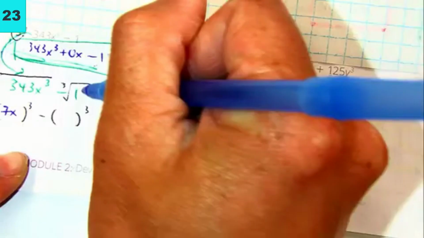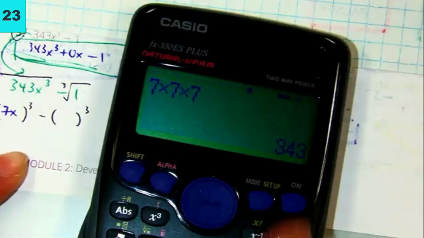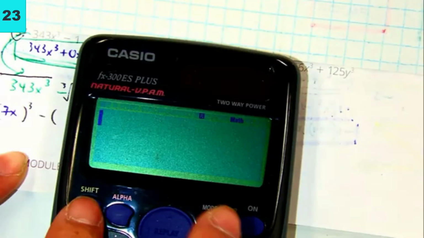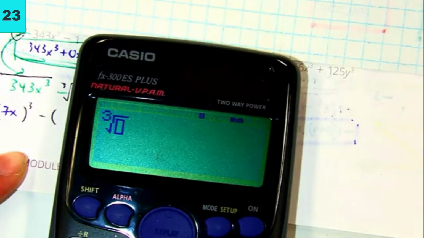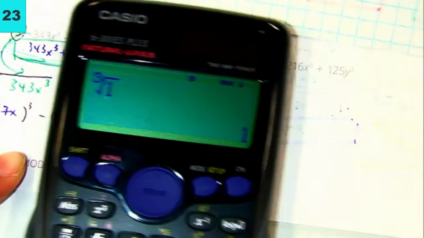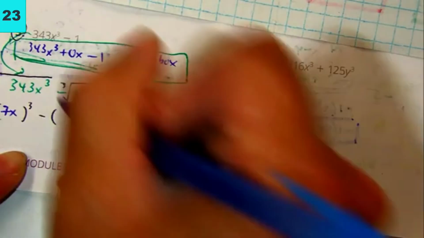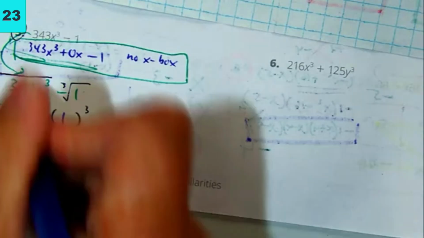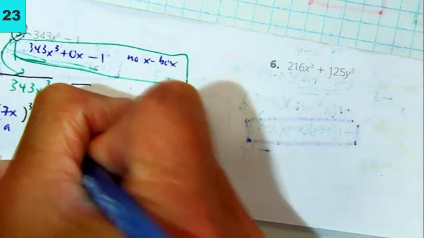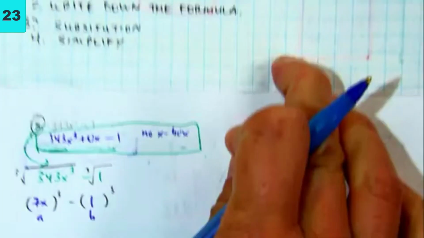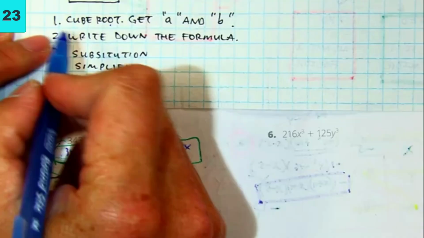Now the cube root of 1 is just 1. 3 identical numbers that multiply to be 1, the answer is just 1. You can even put that on your calculator. And then this is your A and this is your B value. That was step number 1. Get the cube root and get A and B.